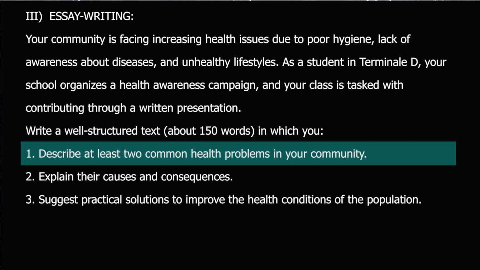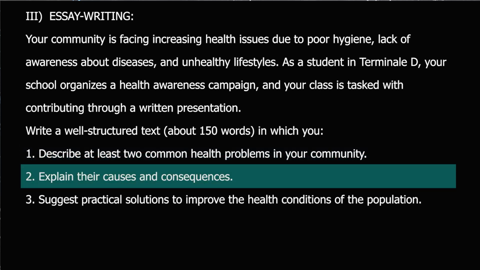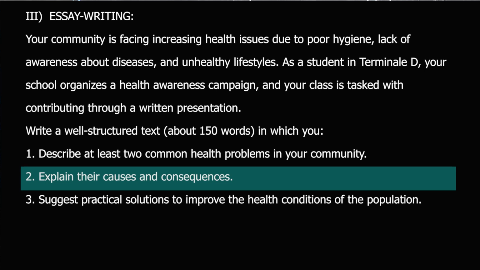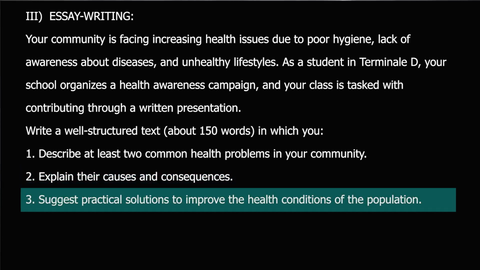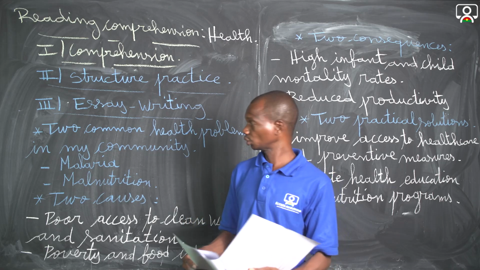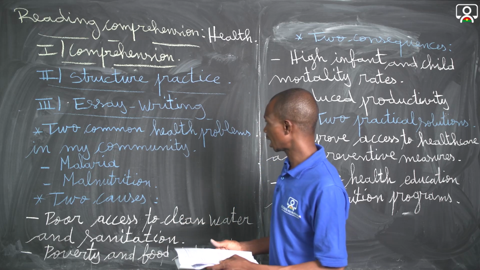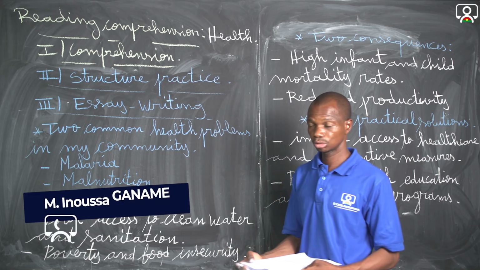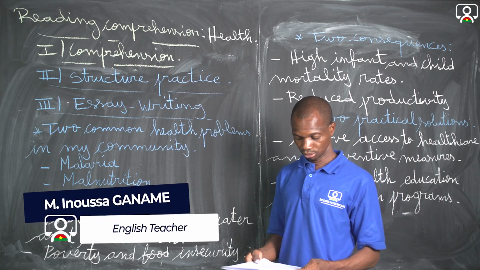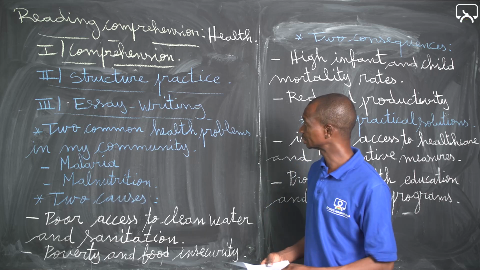In it, you will first describe at least 2 common health problems in your community. 2. Explain their causes and consequences. 3. Suggest practical solutions to improve the health conditions of the population. Okay, so these are some ideas. I'm going to propose the ideas to help you do well in your writing.